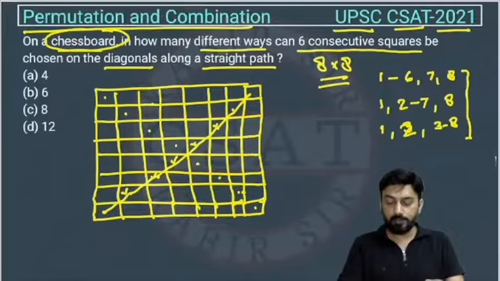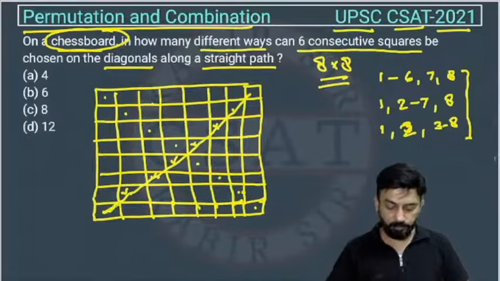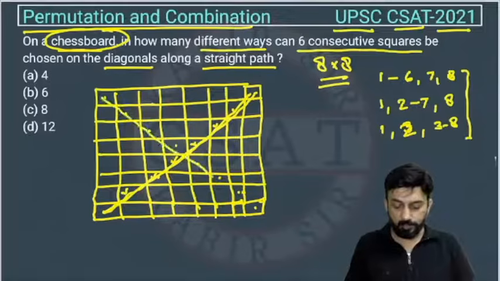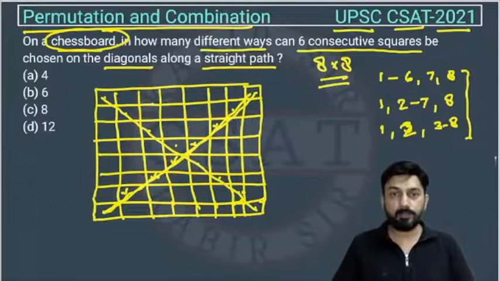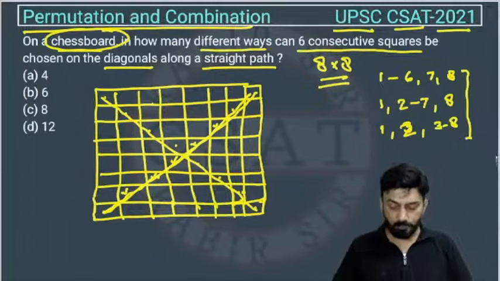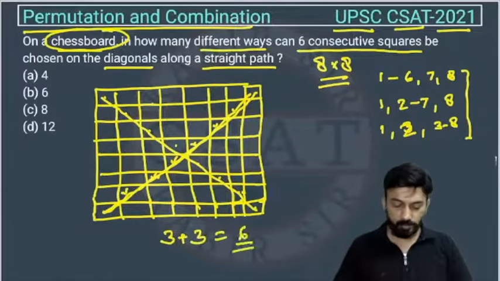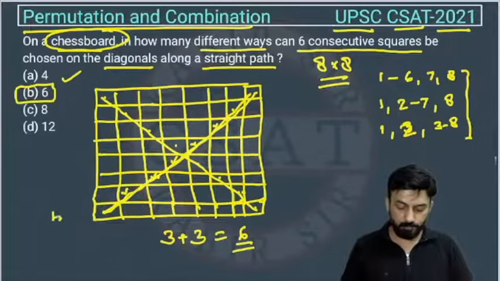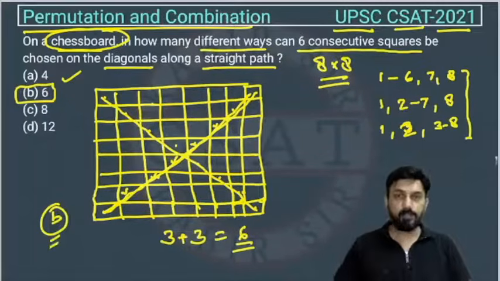Okay, so there are only 3 possibilities along this diagonal, right? Similarly, along this diagonal, we have 3 possibilities. So the total possibilities will be 3 plus 3 is equal to 6, right? So the answer will be option B. Okay, so the answer of this question is option B, right?